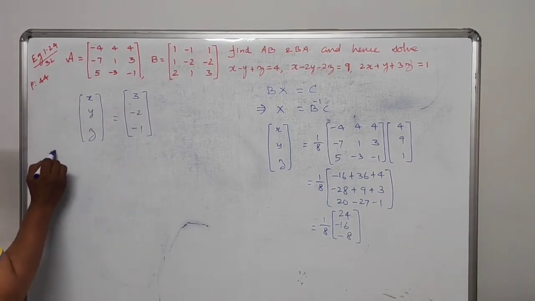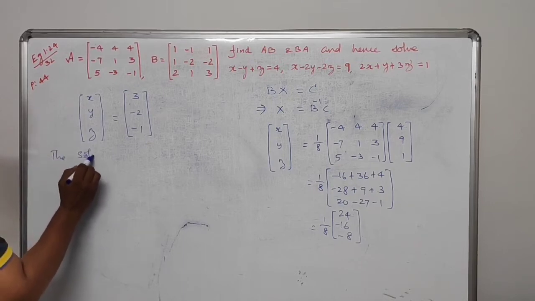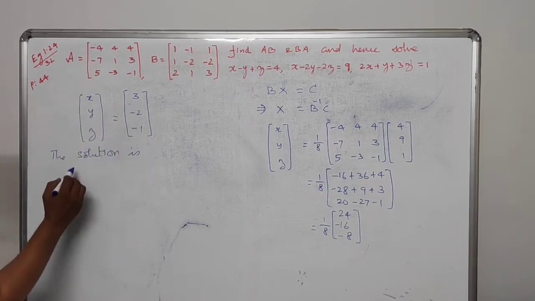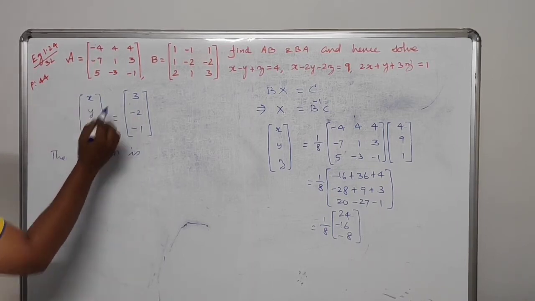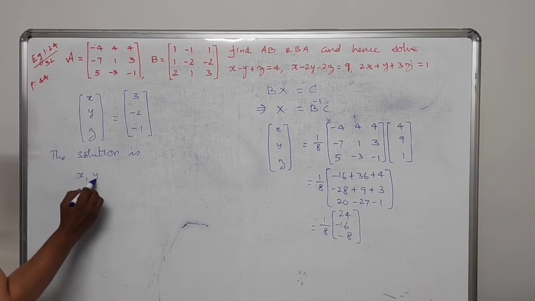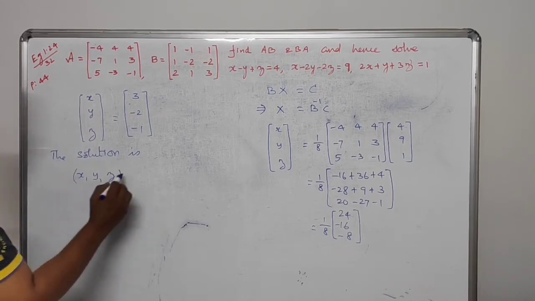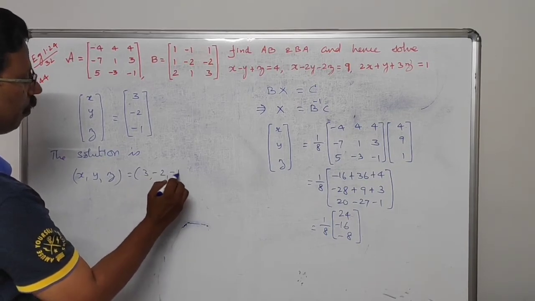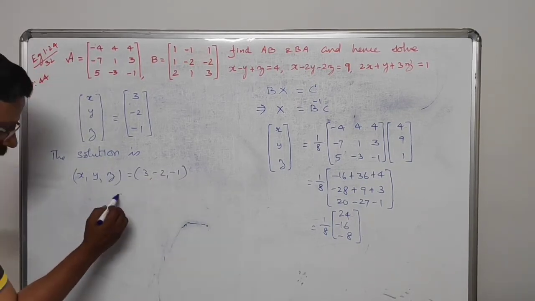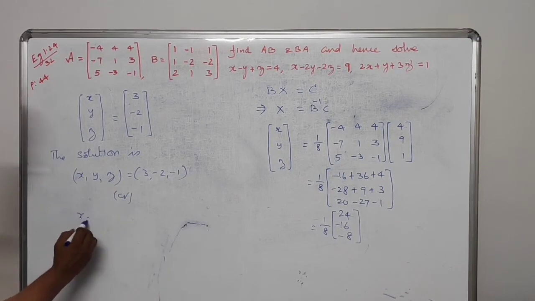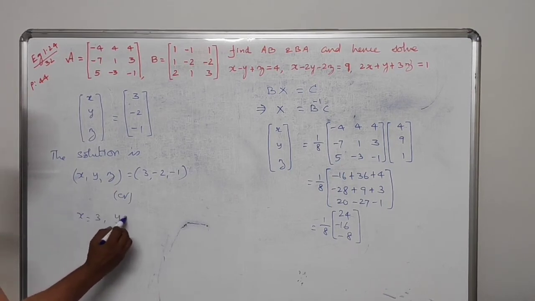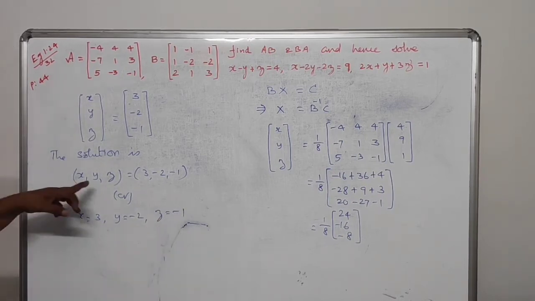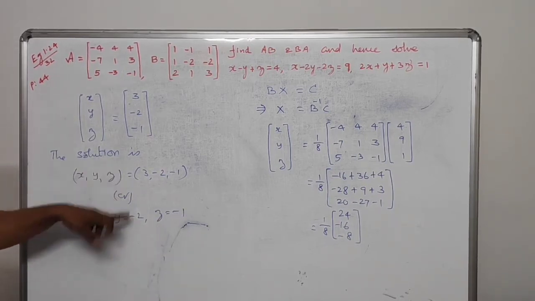Therefore, the solution is X is equal to 3. This solution can be written as X comma Y comma Z equal to 3 comma minus 2 comma minus 1, or you can write separately X equal to 3, Y equal to minus 2, Z equal to minus 1. You can express it either this way or this way. Any one of these two methods you can follow.